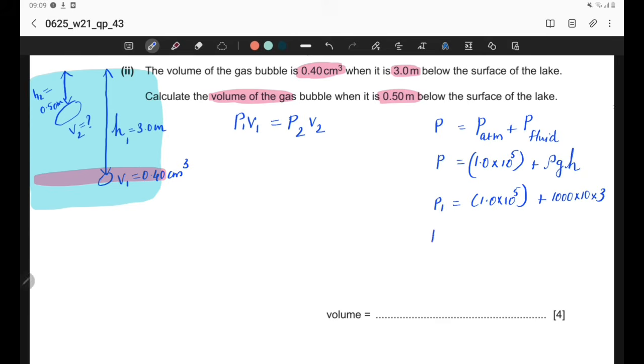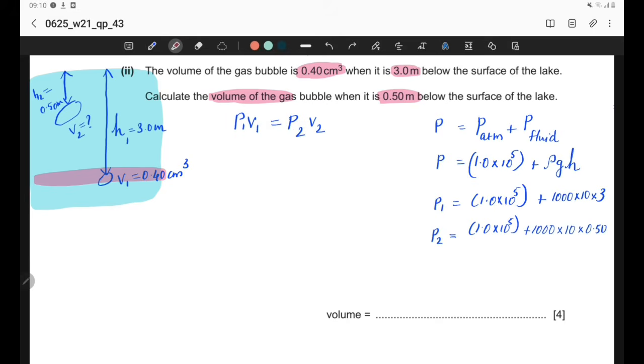Likewise, we can find the pressure when the bubble is 0.50 meter below, that is P2. Again, atmospheric pressure, 1 times 10 to the power 5, plus the pressure due to the fluid above the bubble. We can use rho g h: rho, the density of the liquid, is 1000, times g, gravitational field strength, which is always 10, times the height, 0.50. So now we have P1, P2, and V1 also. Now we can substitute in this equation.